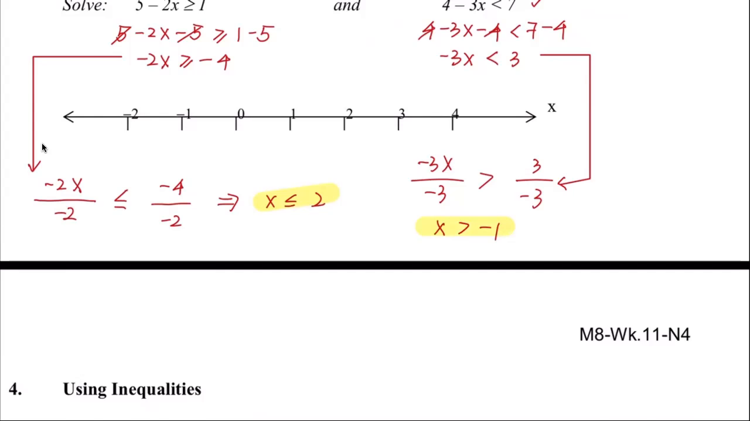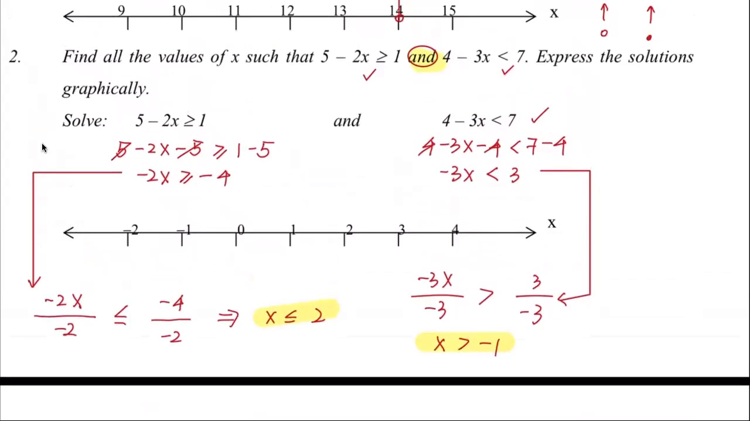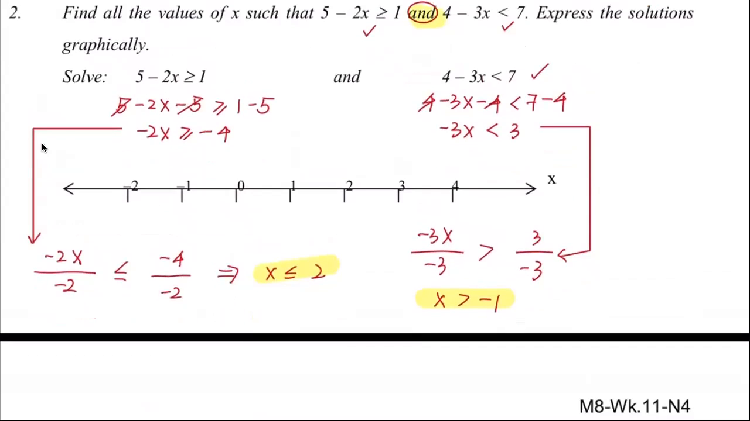Okay. So now, because the question says "and" here, right? That means our solutions must satisfy both of the inequalities, which means we're looking for some real numbers that are smaller than or equal to 2, and at the same time, greater than minus 1. Okay, so you will understand it after I draw the solution on the graph.